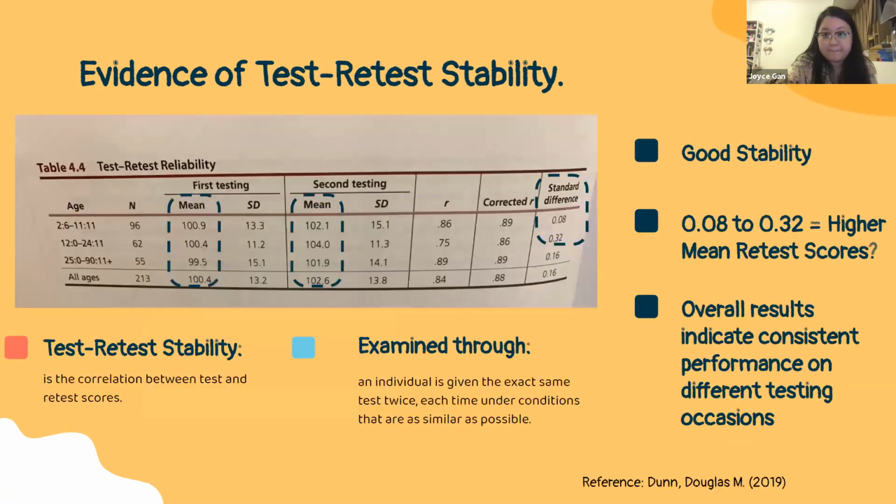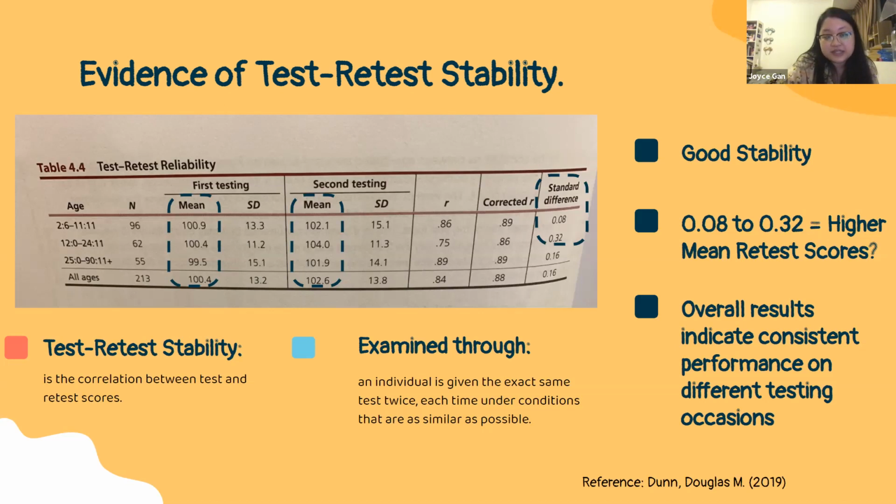Next slide. So the test-retest stability is the correlation between test and retest scores. To examine the test-retest stability, an individual is given the exact same test twice, each under conditions that are as similar as possible. He or she will not perform exactly the same way in each of the two test sessions. The time interval between the test and the retest is as short as possible to minimize changes in an individual, yet long enough for any practice or memory effects to dissipate.